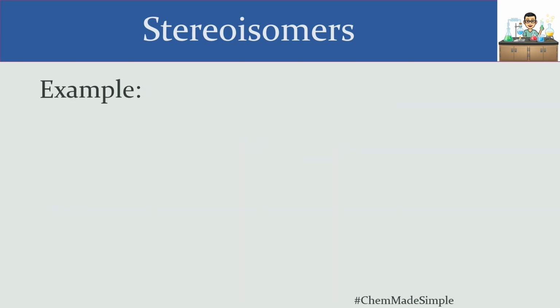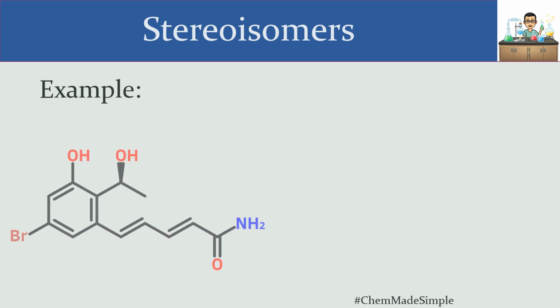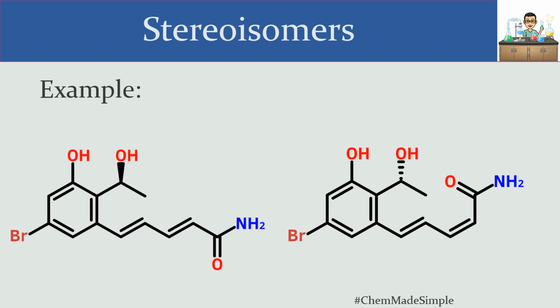So let's take a look at a couple of examples. If I take a look at the molecule on the left and contrast it with the molecule on the right, we begin to see two main differences. The first difference is that the hydroxyl group on the left that's on a wedge is actually on a dash on the other molecule. So the hydroxyl group on the left is coming towards us, whereas the hydroxyl group on the right is moving away from us.